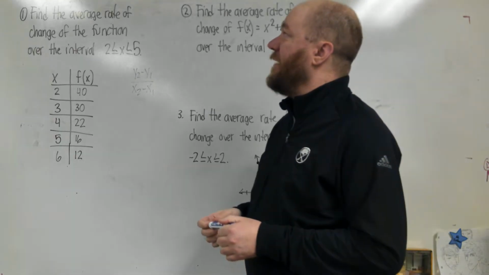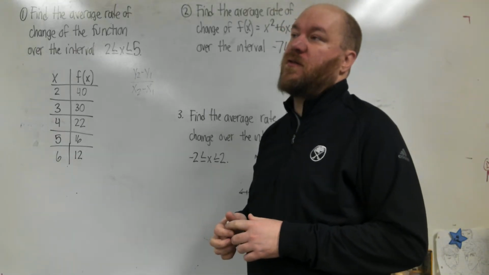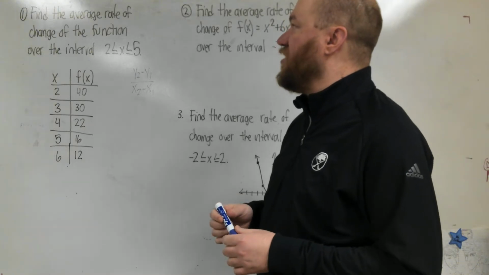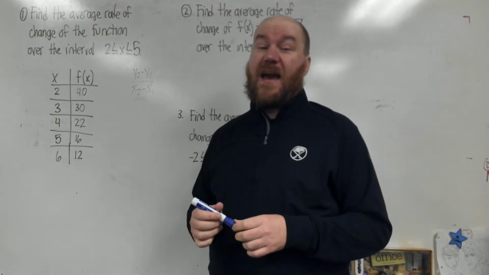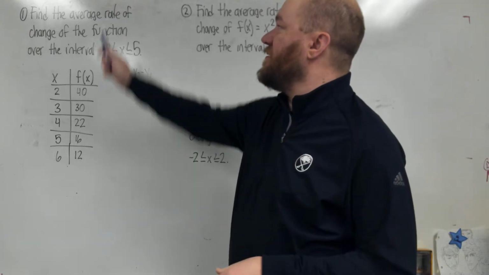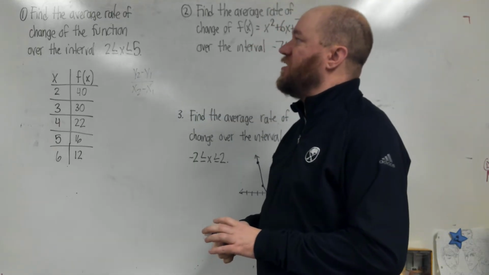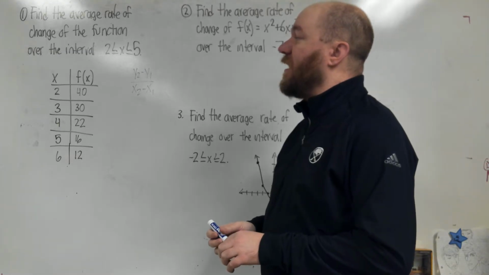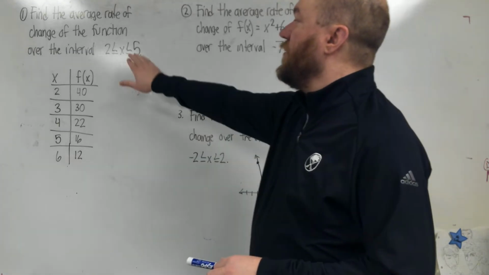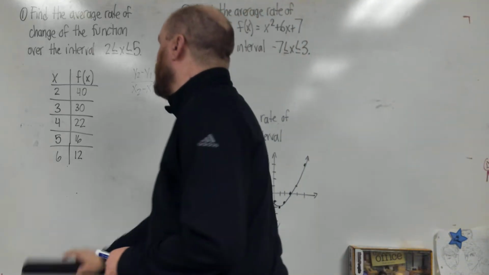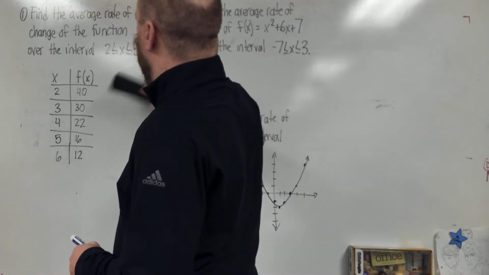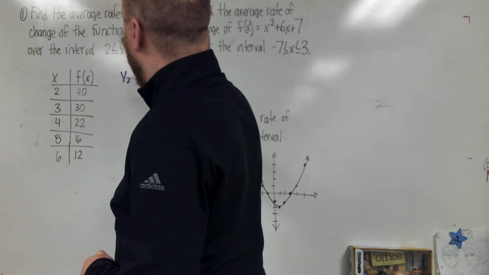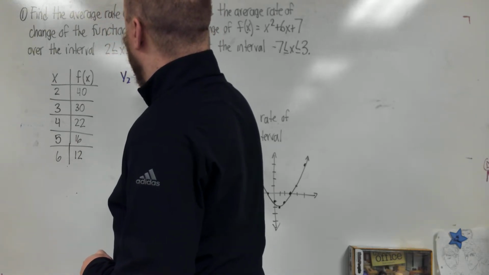Now, when they ask for average rate of change, they're asking you over a specific interval to find that rate of change. So they're telling you the x values they want you to use. So in this example, it says find the average rate of change of the function over the interval 2 is less than or equal to x is less than or equal to 5. So they're telling you when we do our rate of change, which x's to use. That means you can ignore every other x in the problem. So let's do that.